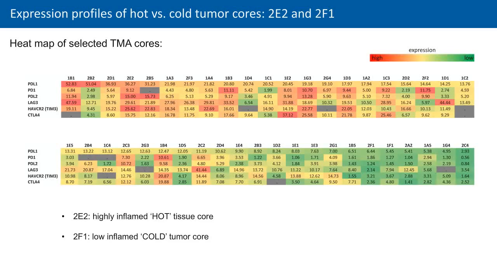Tissue core 2E2 is a hot or highly inflamed tissue core with lots of immune cells infiltrated in the tumor microenvironment, while core 2F1 is cold and shows a low level of immune cell infiltration. For both cores, representative images for the quantitative analysis of each checkpoint marker displayed by the rows will be shown in the upcoming slides.